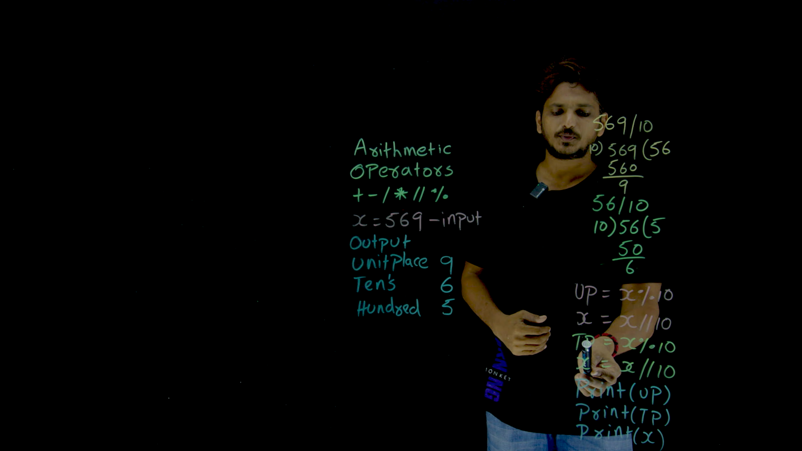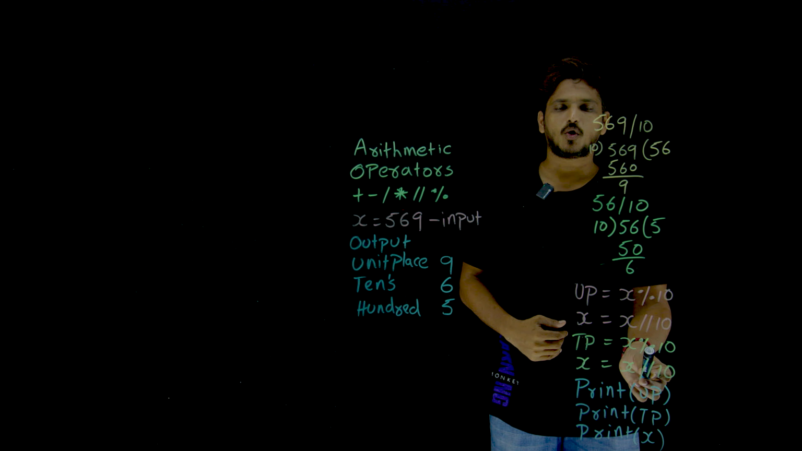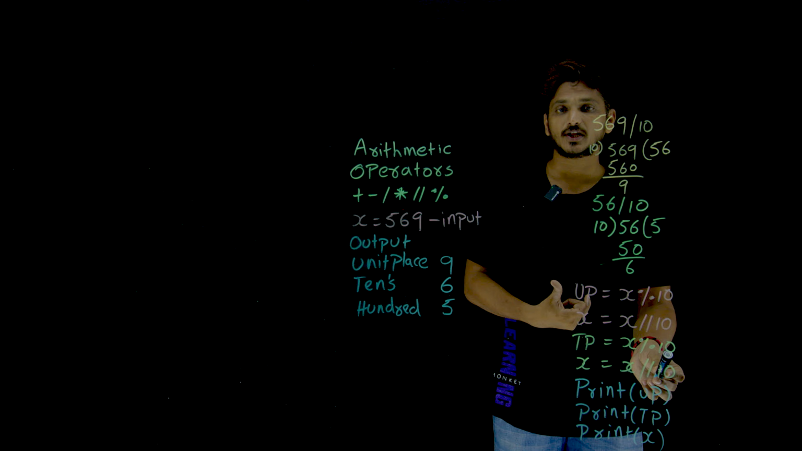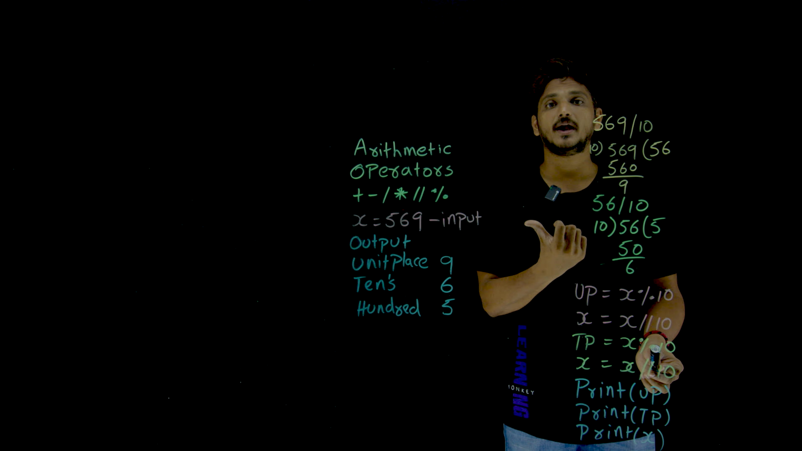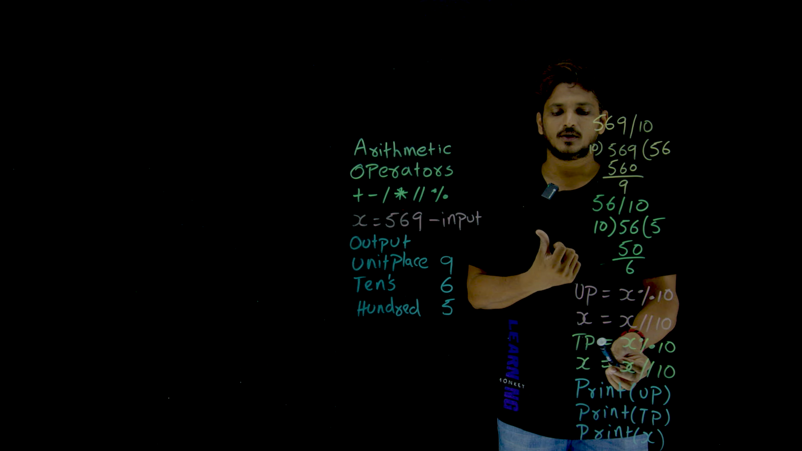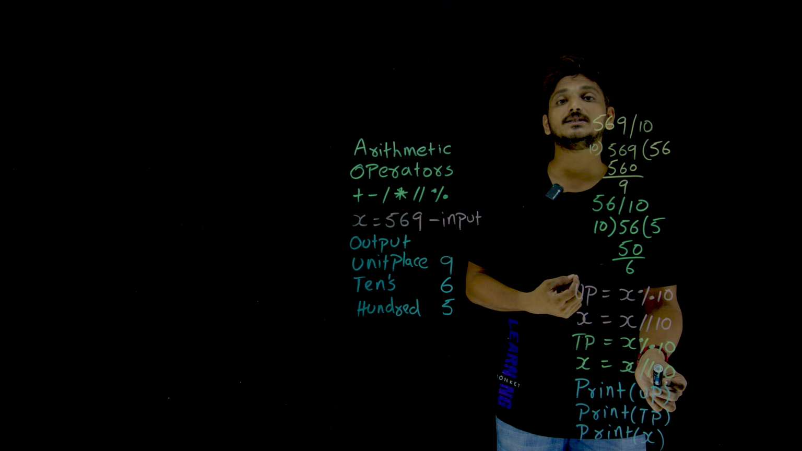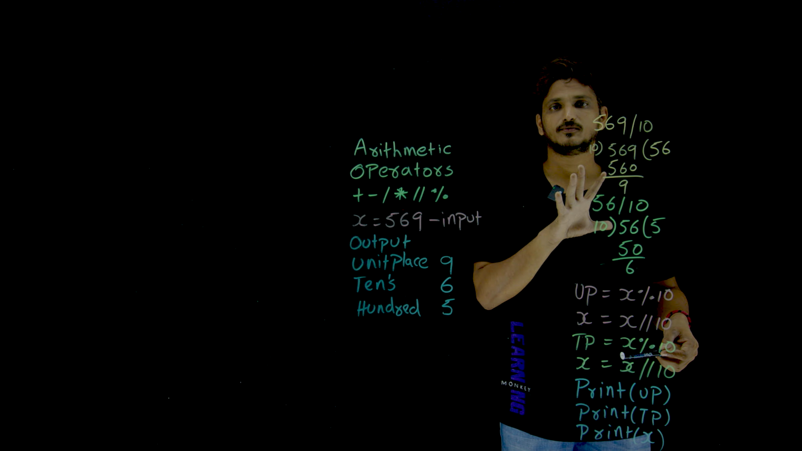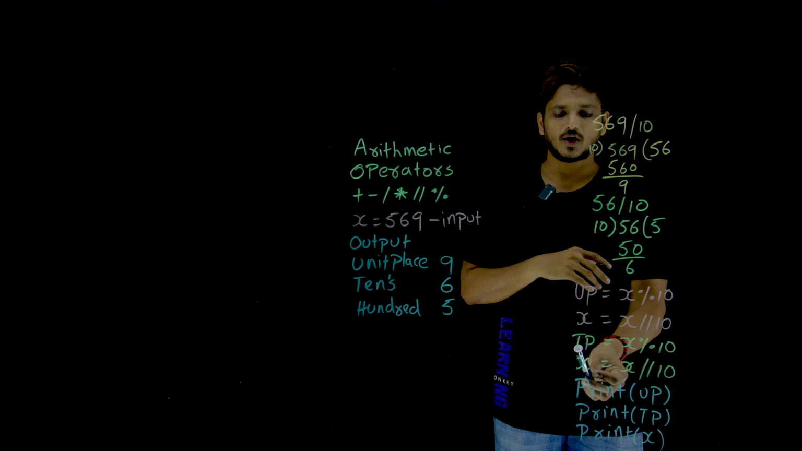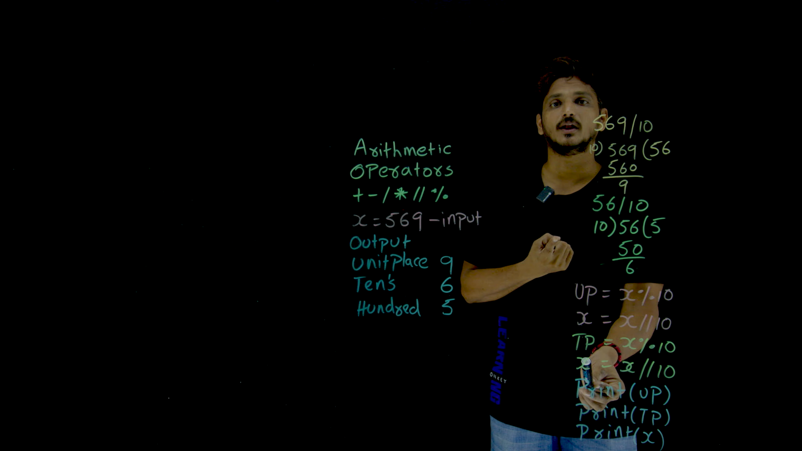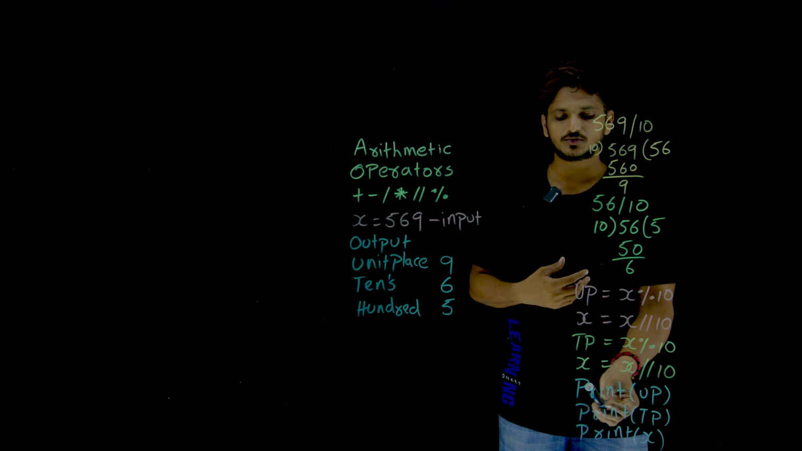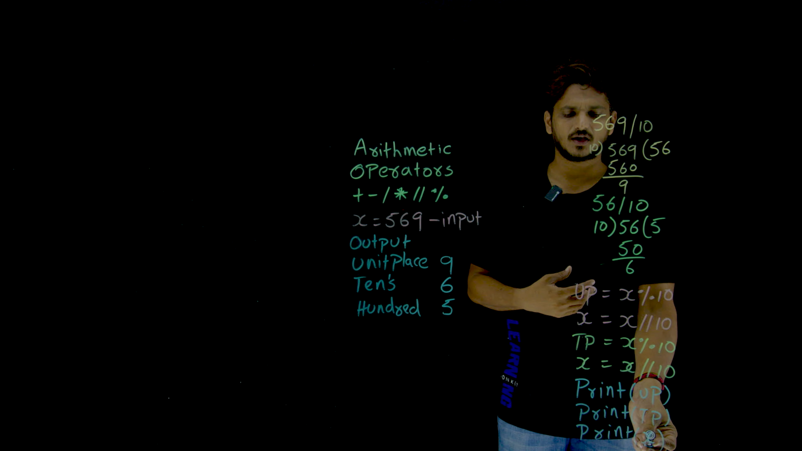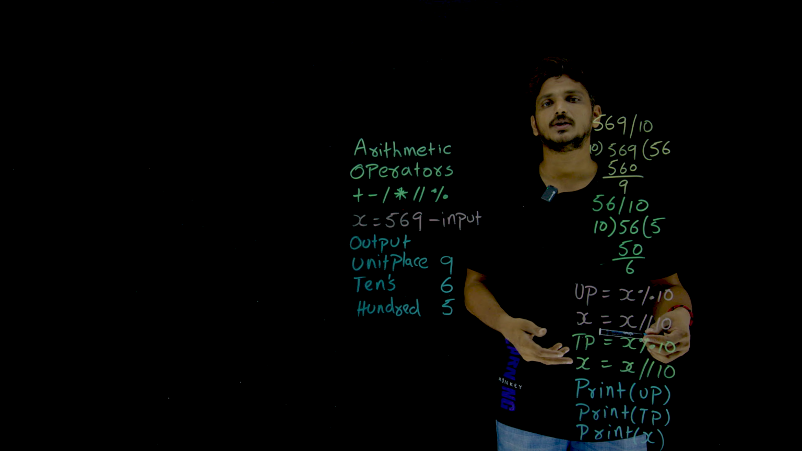Again do it. Tens position equal to x modulus 10. What do we have in x? 56. 56 modulus 10 means 6, the remainder value. x equal to x integer division 10. What are you going to get? 5. Now x contains 5, the hundreds position. You need to display these values. Print units position, print tens position, print x value, the hundreds position.